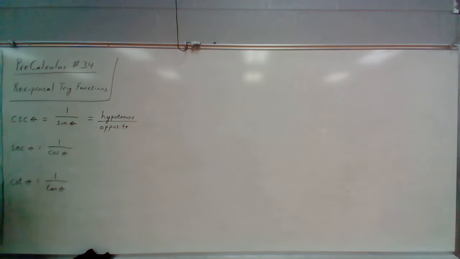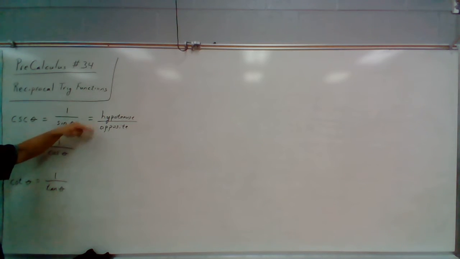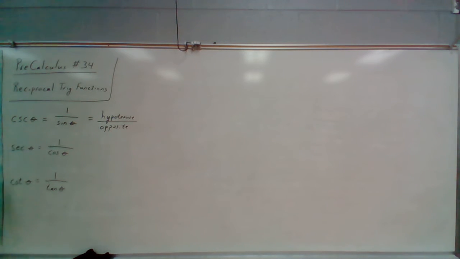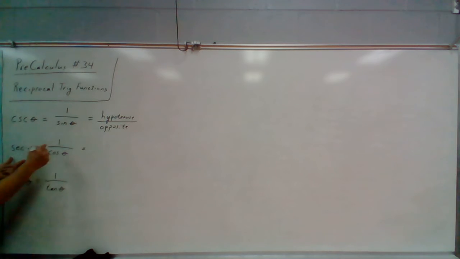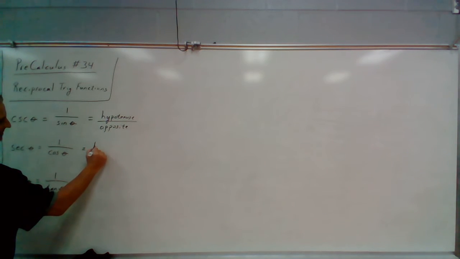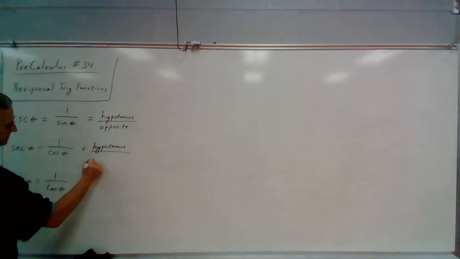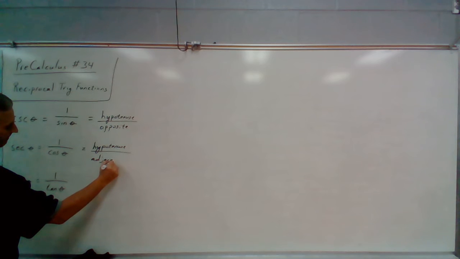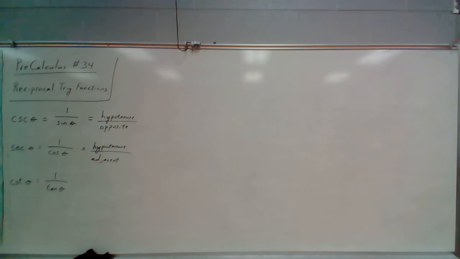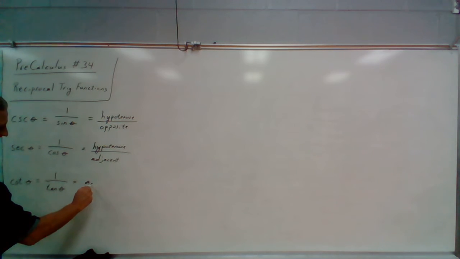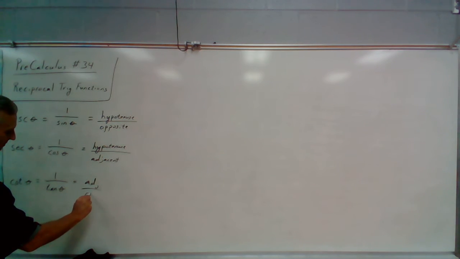And you can see that is the reciprocal of sine. Sine is opposite over hypotenuse. This would be hypotenuse over opposite for the reciprocal. Okay, for the secant, that's a reciprocal of cosine, so of course this would be hypotenuse over adjacent. Cotangent is the reciprocal of tangent. Tangent is opposite over adjacent, so this would be adjacent over opposite.